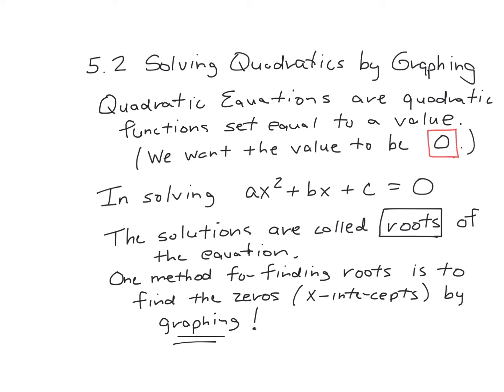Now, in solving something like ax squared plus bx plus c equals 0, the solutions are called the roots of the equation. One method for finding the roots is to find the zeros, which are the x-intercepts, where the graph crosses the x-axis, where the parabola crosses the x-axis, by graphing.